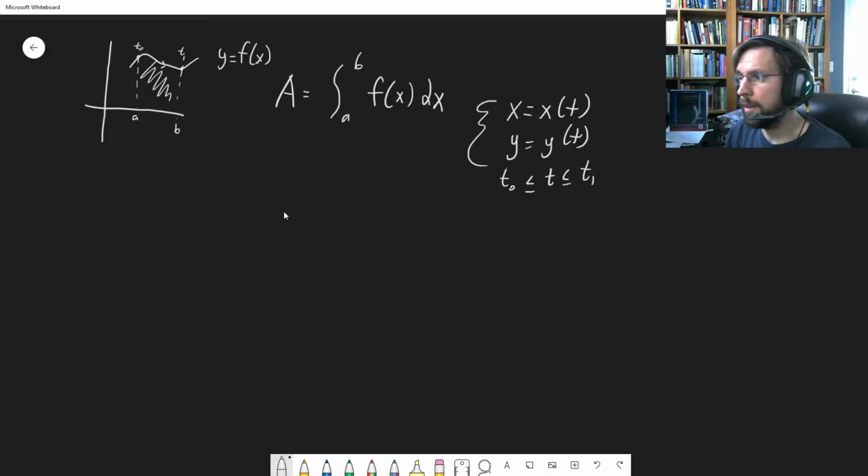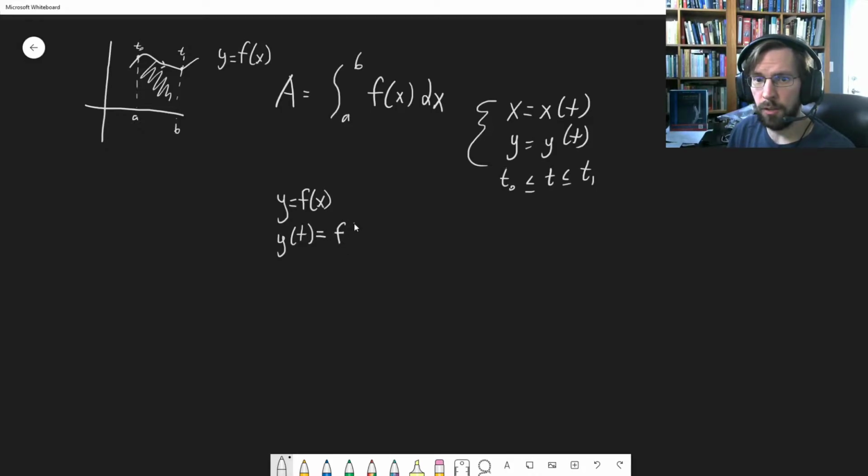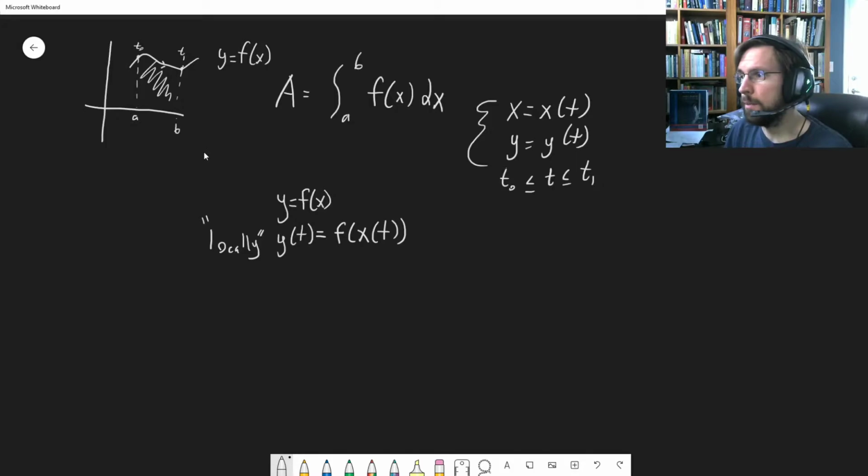If we want to find the area of this parametric curve, we're going to think about it in the following way. We used to think about y as f of x, but now y is really just y of t, and x is x of t. So y locally at least is going to be f of x of t. What I mean by locally is it may not be true on the entire interval we care about, but over very small stretches of the curve, it's going to be true.